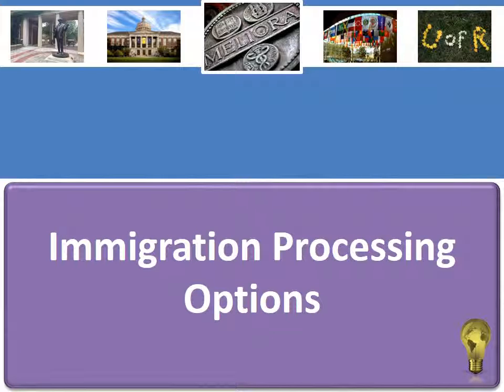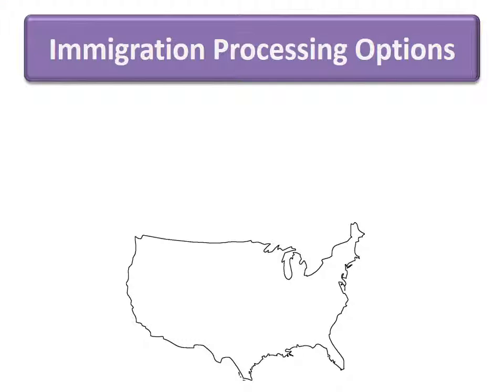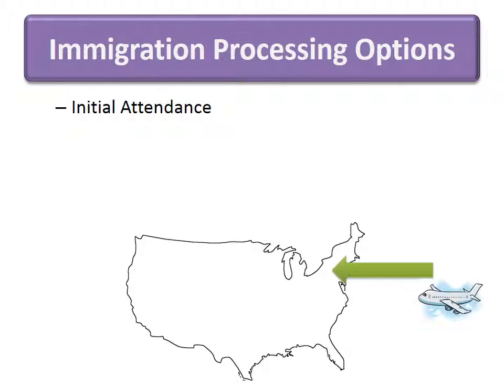Let's return now to the immigration processing section on page 1 of the new student request form. Of the 4 options listed, you'll need to indicate the appropriate one for you. Most new students will choose the first option for initial attendance. This is true if you are currently outside the U.S., you do not hold an active SEVIS record, and you will enter the country as a new student.